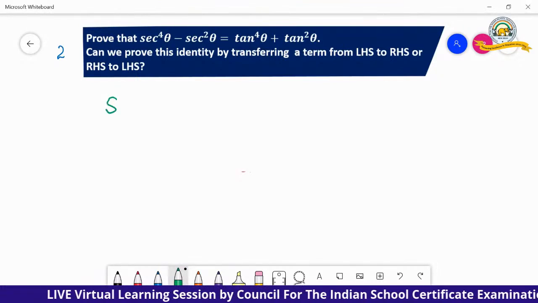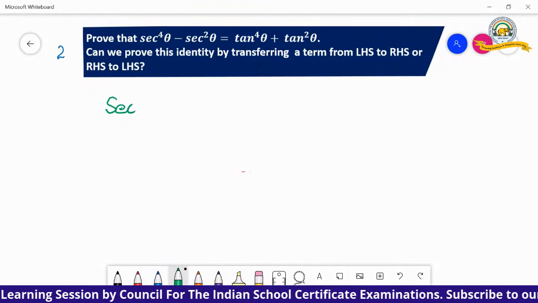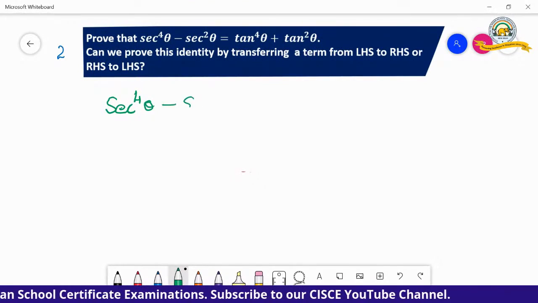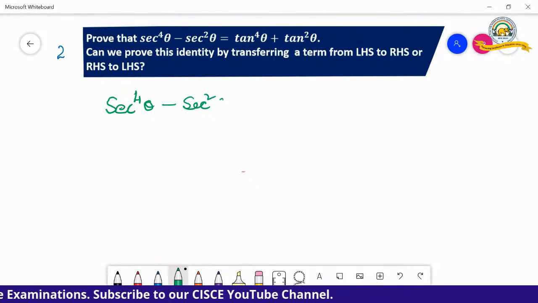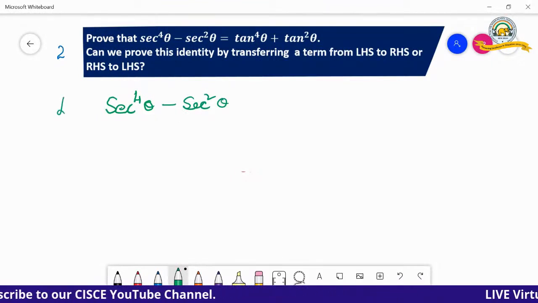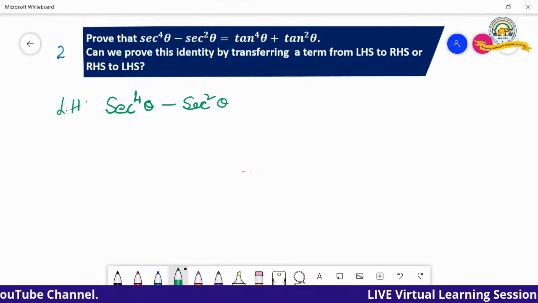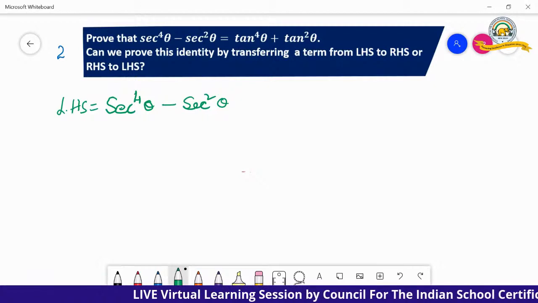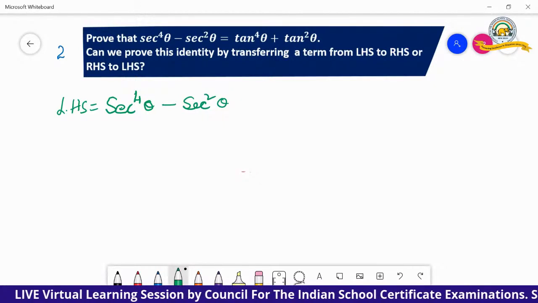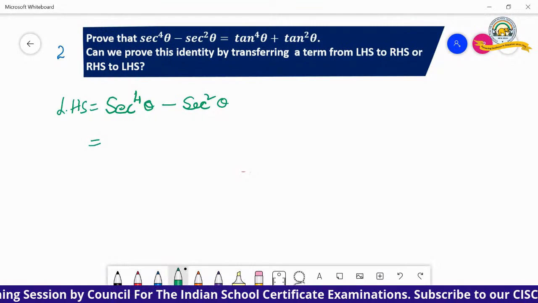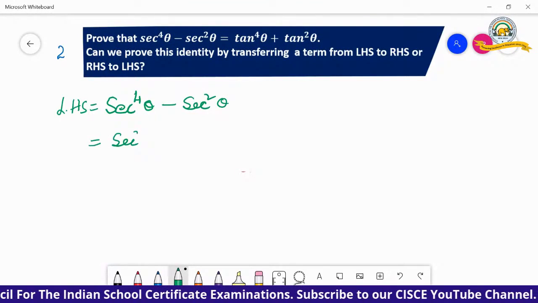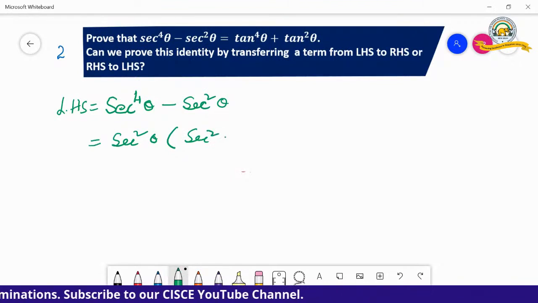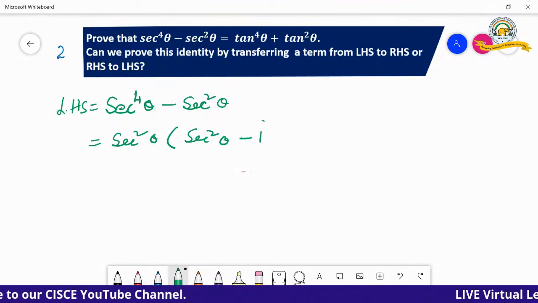So let us write sec to the power of 4 theta minus sec square theta. So that is our left hand side. Which side have we taken? You can start from any side because both sides seem similar. One has two terms, here also two terms. So I started with the left hand side. So I'm taking common sec square theta. So what am I left with? Sec square theta minus 1.